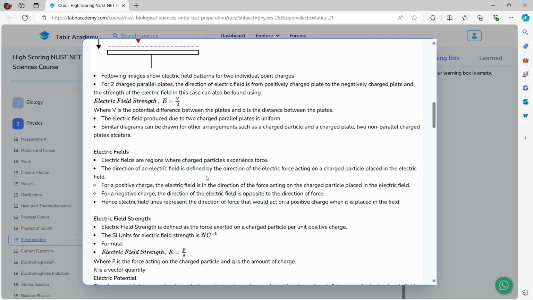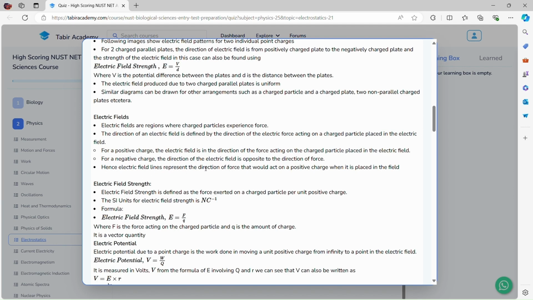For a negative charge, the direction of the electric field is opposite to the direction of force. But for a positive charge, the electric field is in the direction of the force acting on the charged particle placed in the electric field. Hence, electric field lines represent the direction of force that would act on a positive charge when it is placed in the field.